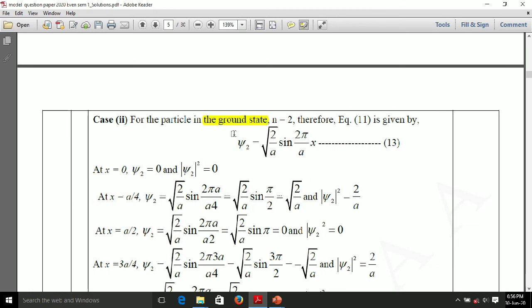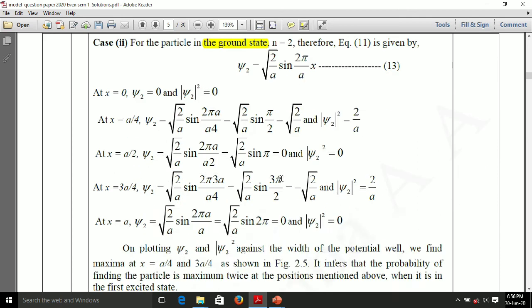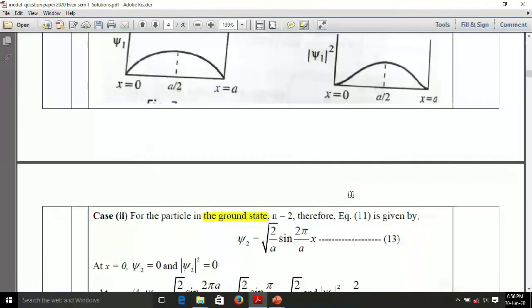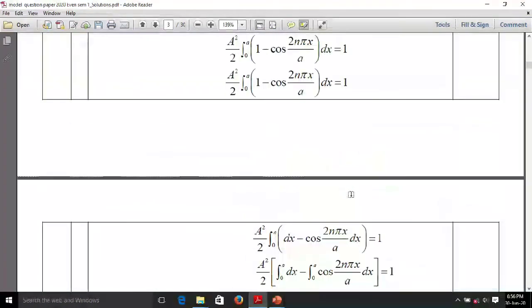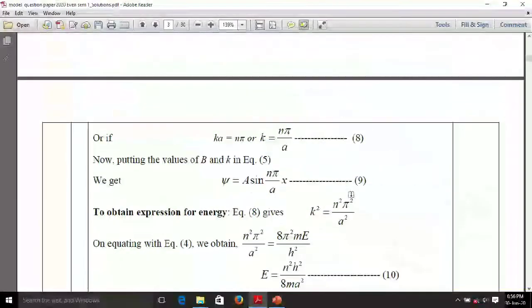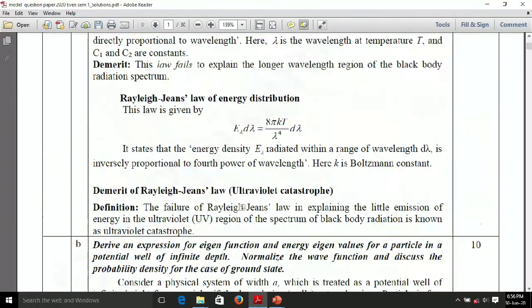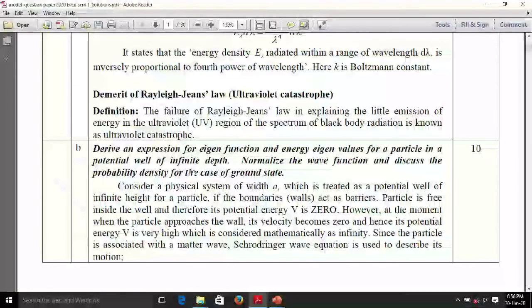For the first excited state, n is equal to 2. So by putting those values, you can calculate and obtain the expression, and you have to discuss this graph. This is the answer that is required for this question number 2a. Is it 2a? 1b, I think. Yeah. For question number 1b, you need this much answer, for which marks will be 10.